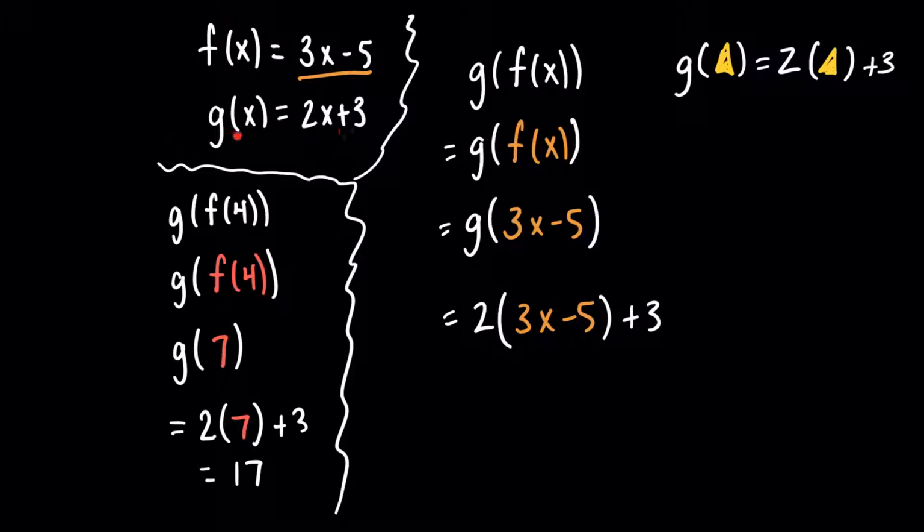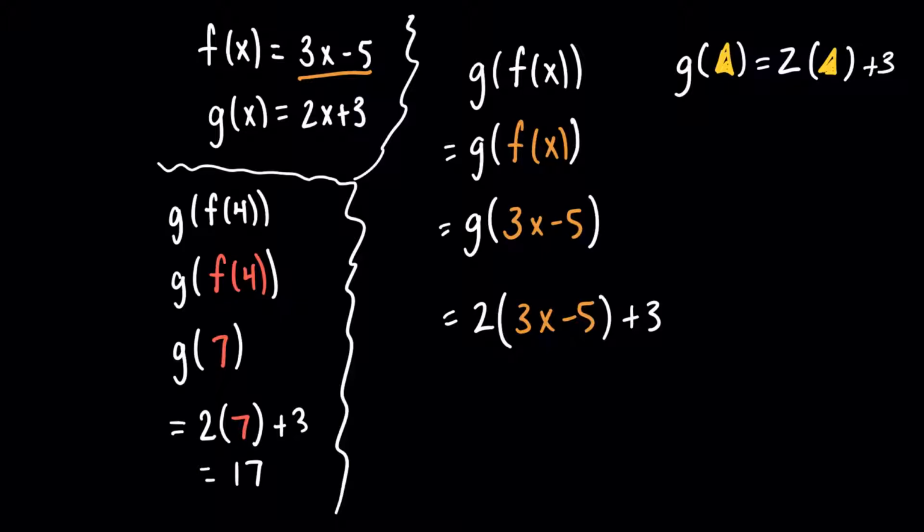Literally all we've done is taken this rule and applied it when the input, instead of being x, is 3x minus 5. Okay, so up here this was an x, but down here we don't want it for x. We want it specifically for the orange 3x minus 5. So we just take the orange 3x minus 5 and put it in there.